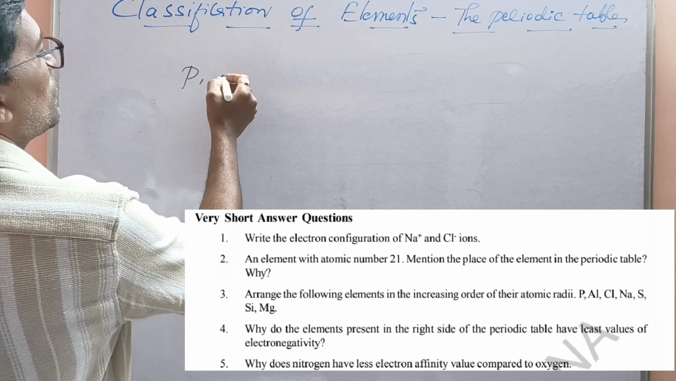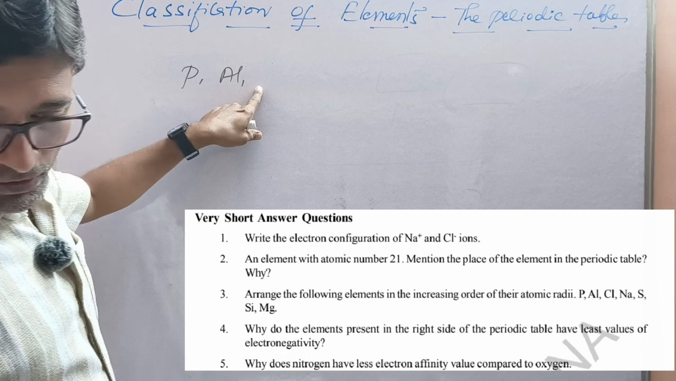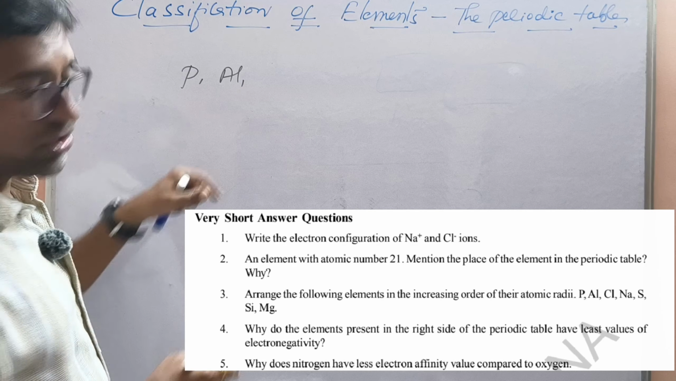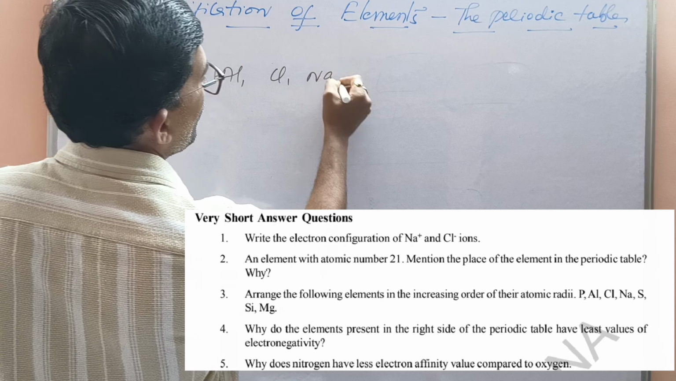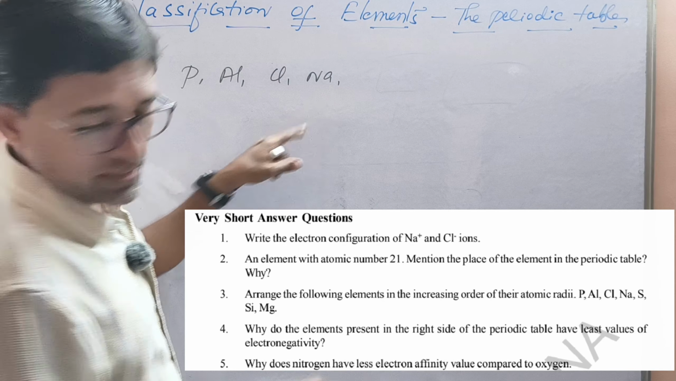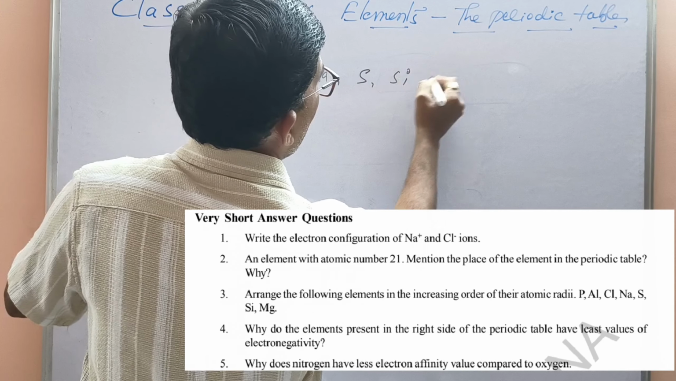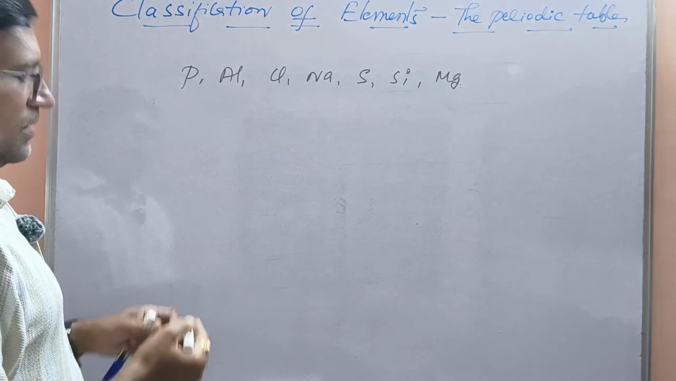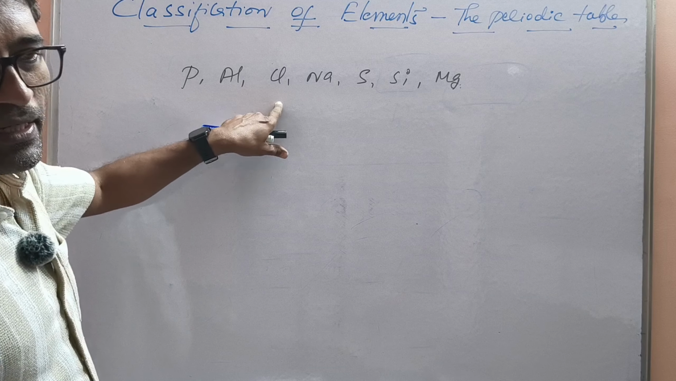First one is phosphorus, next is aluminum. The question will be displayed on the screen. You just see the question once. Phosphorus, aluminum, chlorine, sodium, and the next element given is sulfur. Next is silicon. Next is magnesium. Arrange them in increasing order of their atomic radii.